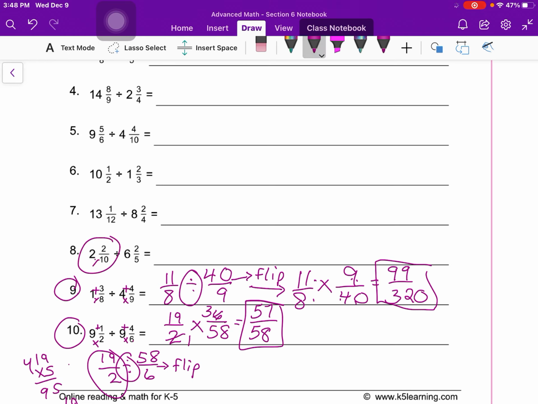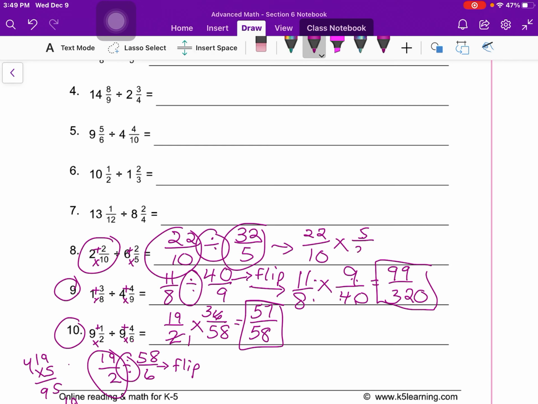Again, we change this. 10 times 2 is 20, plus 2 is 22 over 10. And 6 times 5 is 30, plus 2 is 32 over 5. And we have to rewrite it now, and we keep the first fraction, we change the sign, we flip the second fraction, then we look for where we can simplify. We can simplify the 5 and the 10. Both of these end in 2, which means they're even, so 2 goes into both of them.